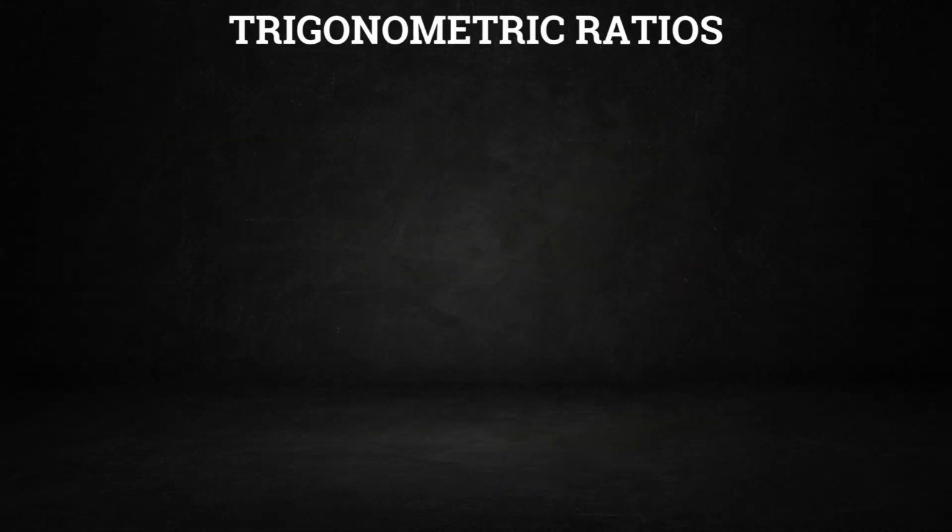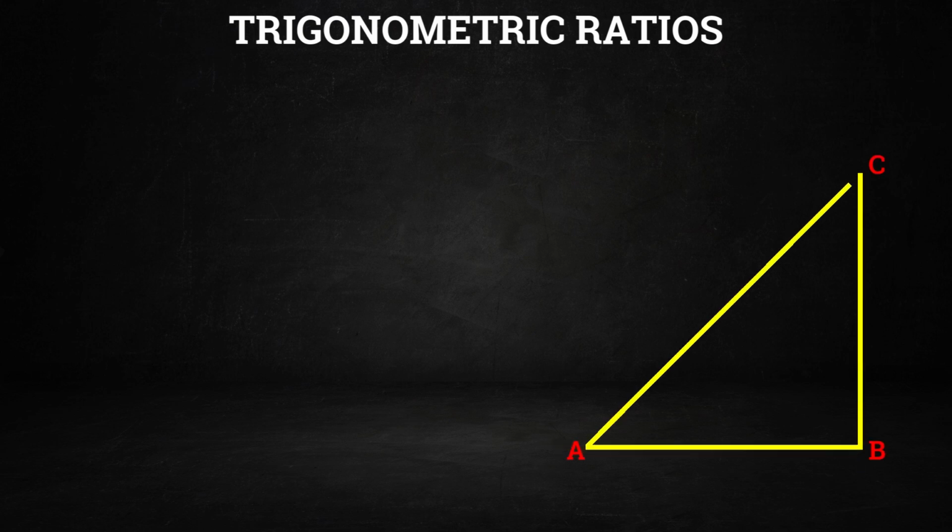Let us now dive into trigonometric ratios using the right-angled triangle ABC, where the right angle is at point B. Now, focus on angle A, or angle CAB, which is an acute angle. The side opposite to angle A is BC. The side adjacent to angle A, that is next to it but not the hypotenuse, is AB. And the hypotenuse, the longest side, opposite the right angle, is AC.